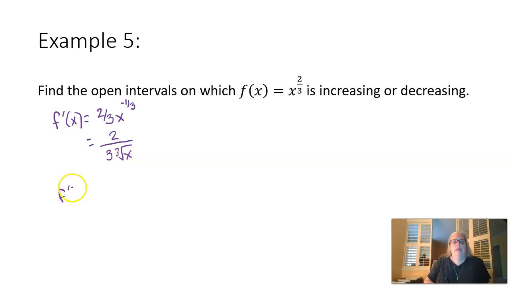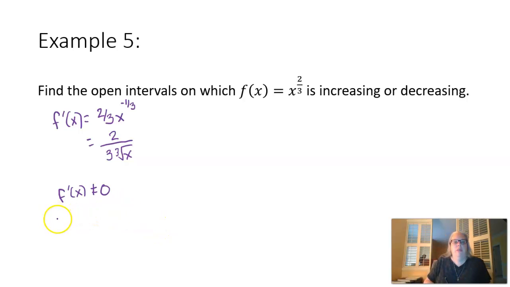Now f prime of x can't be equal to 0, because if we set that equal to 0, we're going to have 2 over the cube root of x equal to 0, and then if we do the cross multiplication thing, we're going to have 2 equal to 0, which can't happen. So it can't be equal to 0. And if we're going to have a critical point, then that means it has to be undefined somewhere. Well, we know that from our rules of domain. If you have a variable in the denominator, then there's going to be something excluded from the domain. Because if we have a variable in the denominator, we don't want the denominator to be equal to 0.